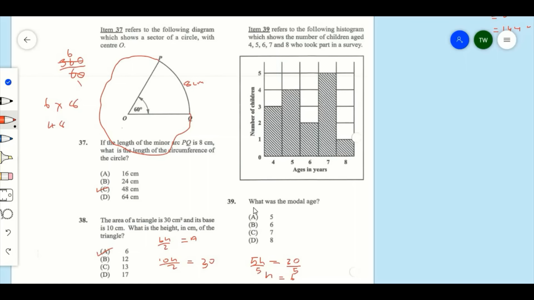Now 39. What was the modal age? Now the modal age is the one which appears most. And clearly 5 children out of the survey were age 7. So the modal age is going to be 7 here. So the answer is going to be C.